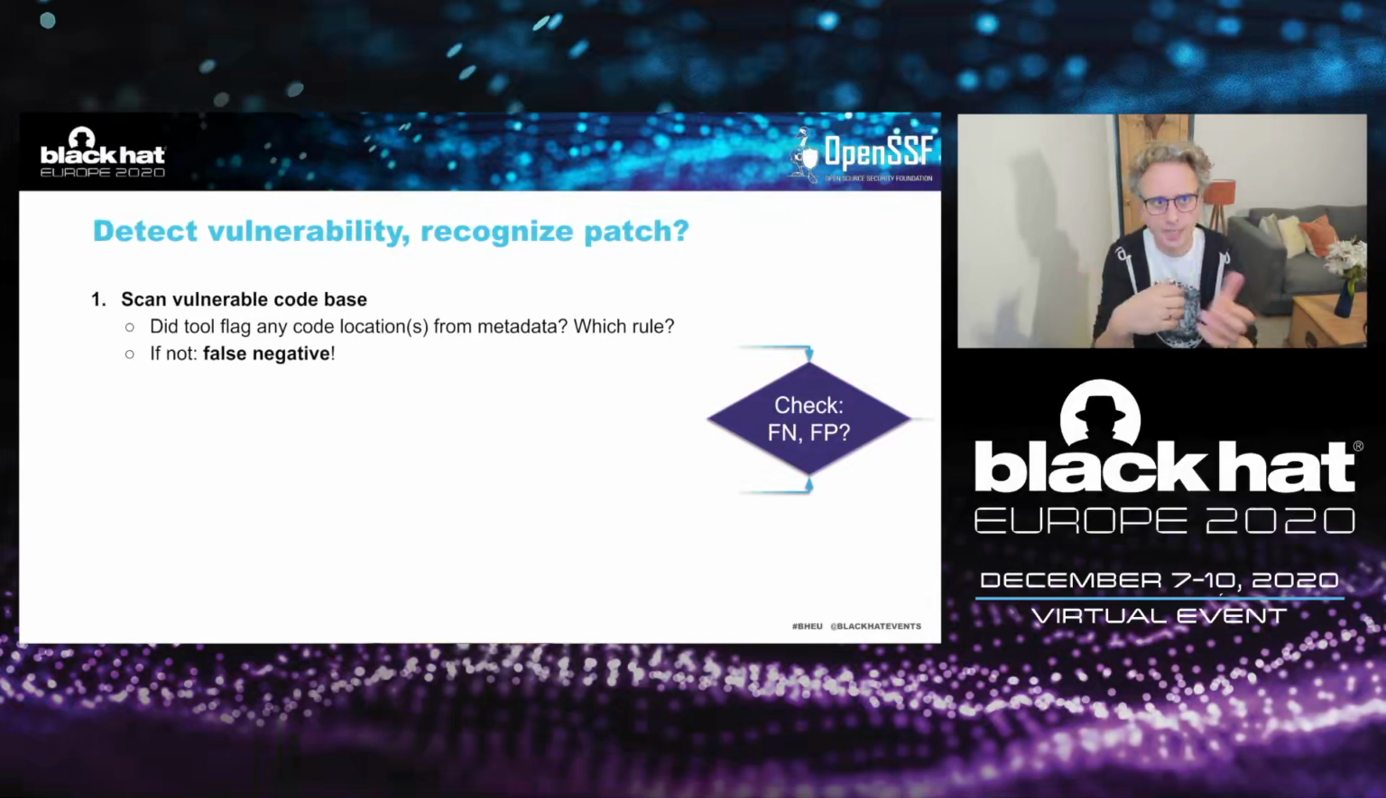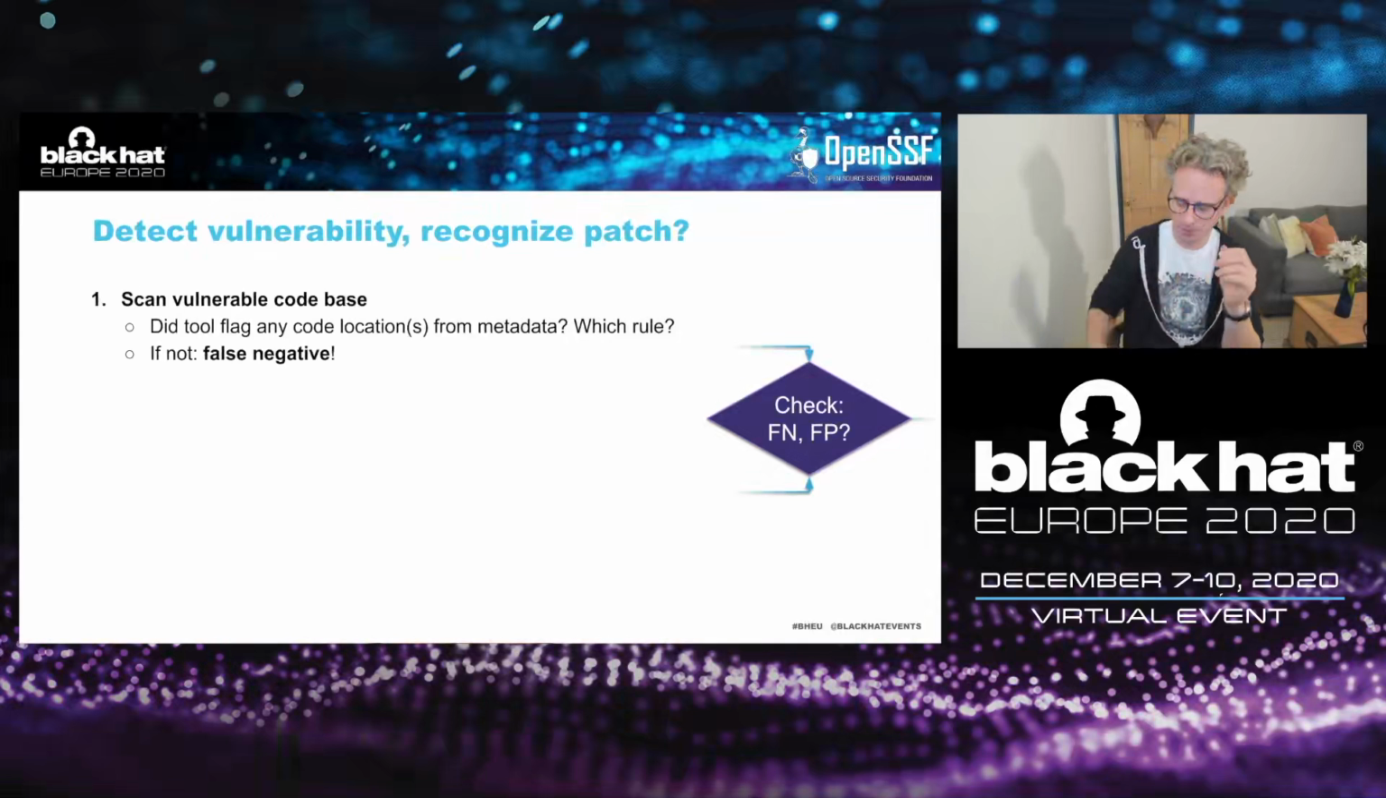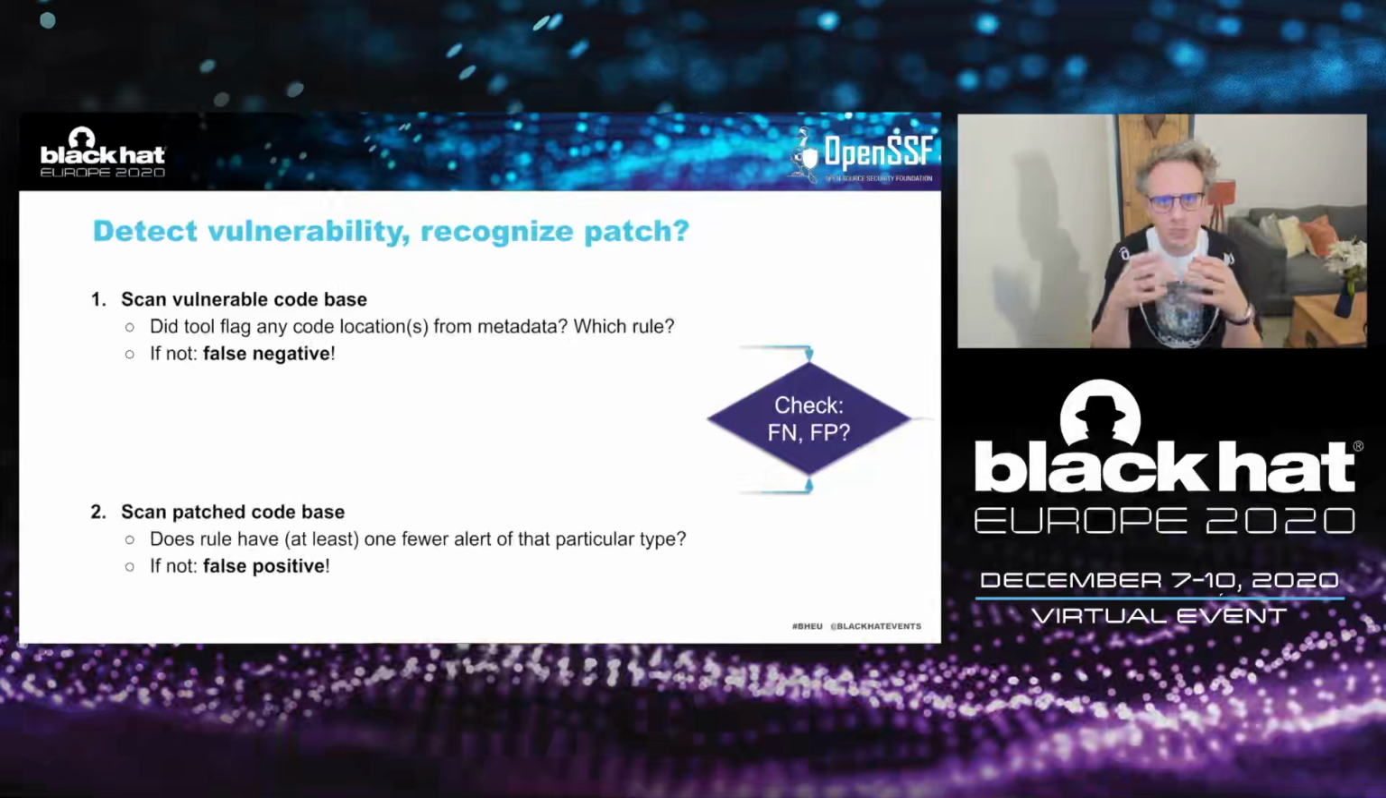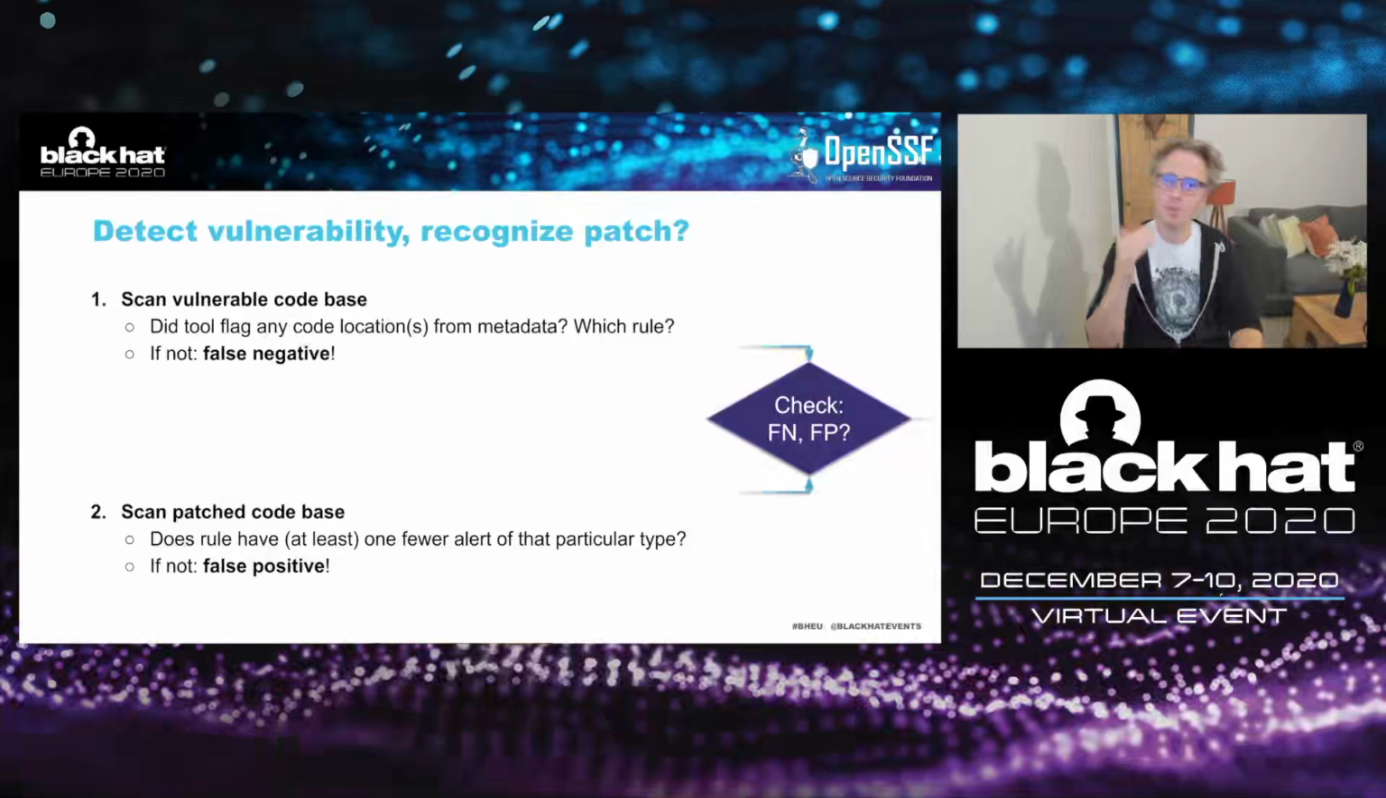If the tool did indeed flag up the CVE, then we look very carefully at which rule was responsible for generating that alert, because we need that in step number 2, where we check the patched code base. We know from step 1 which rule generated the interesting alert. On the patched code base, when we run the security tool again, we expect that particular rule to report fewer alerts. If it reports just the same number of alerts, that means that it is actually reporting a false positive. After all, the vulnerability has been fixed, so we should see fewer alerts.